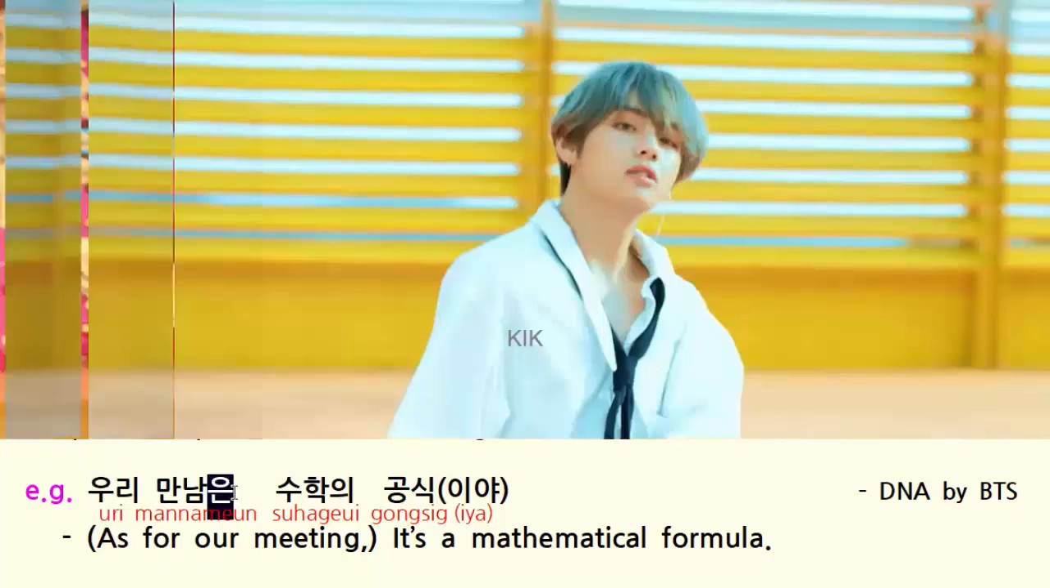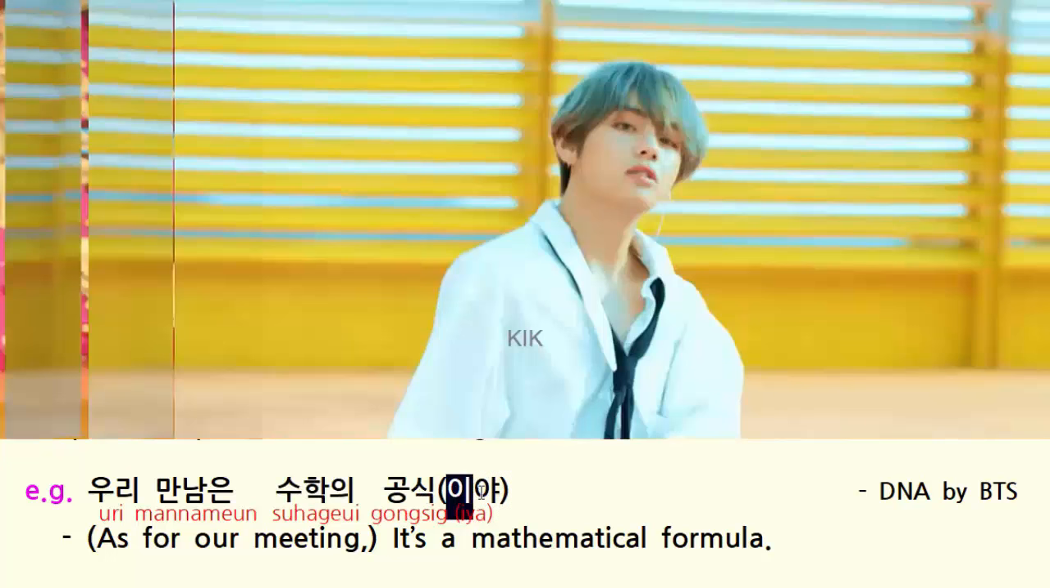And they put 은 here as a topic marker. This noun ends with a consonant, 미음, at the bottom. So we put 은 here, not 는. So in this case, it delivers the nuance of as for or about our meeting. And 수학 means mathematics. And this 의 is the possessive marker, which is omitted here. So 수학의 is the adjective form of 수학 and modifies 공식. 공식 means formula. So 수학의 공식 means mathematical formula.